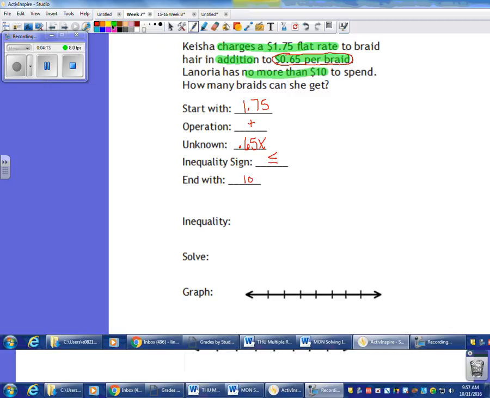So when we write our inequality, it would look something like this. 1.75 plus 0.65x is less than or equal to 100. And when I look at this, I could graph it if I wanted. I'm not going to know the number, but I know it's going to be a closed circle going to the left because we're not going to flip it because that's a positive.